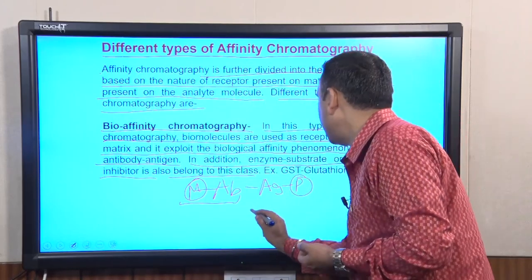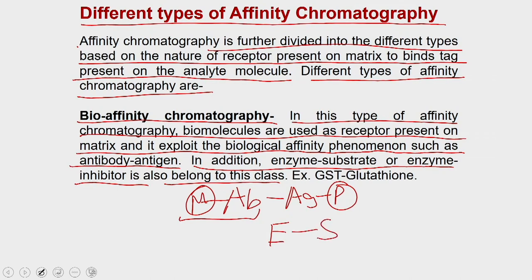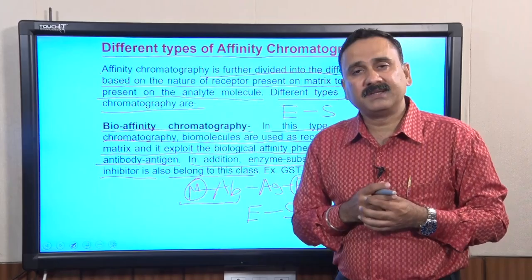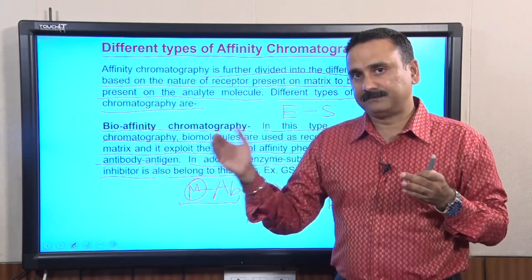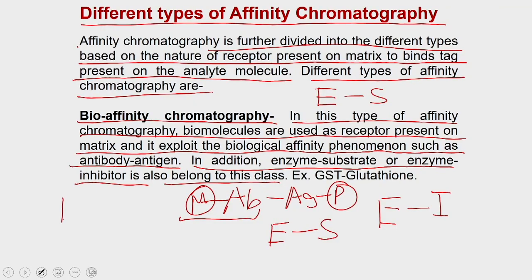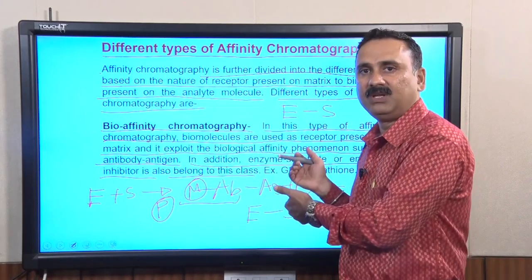The other example is where the enzyme interacts with a substrate, or with an inhibitor. What is important when using enzyme-substrate complexes? Although the enzyme-substrate interaction is very specific, the majority of enzymes used in bioaffinity chromatography are combinations where the enzyme does not process the substrate. Let me tell you an example. Suppose I have an enzyme and I have added the substrate. The first thing that happens is that the enzyme produces the product, because it processes the substrate, and ultimately I get the product.